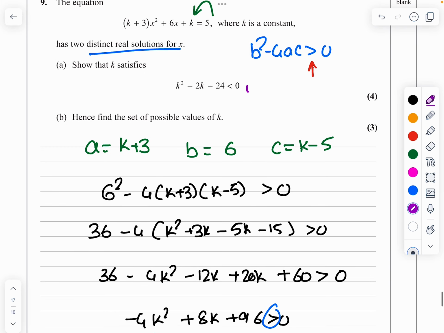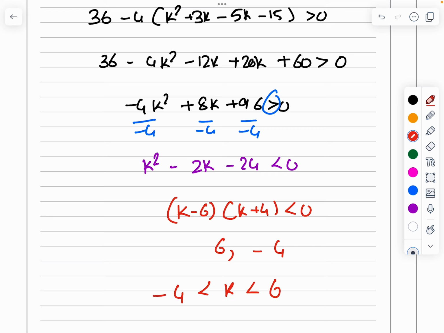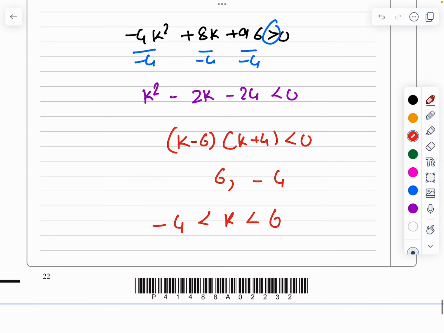That's what has been asked. Now factorize this one. k minus 6 times k plus 4 is less than 0. The roots are 6 and negative 4. Whenever it is less than, the smaller root is on the left hand side, the bigger root on the right hand side. So that completes the paper.